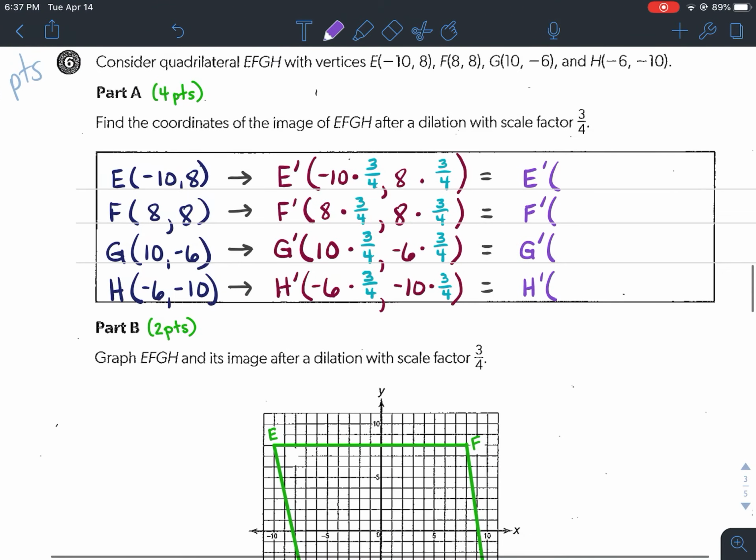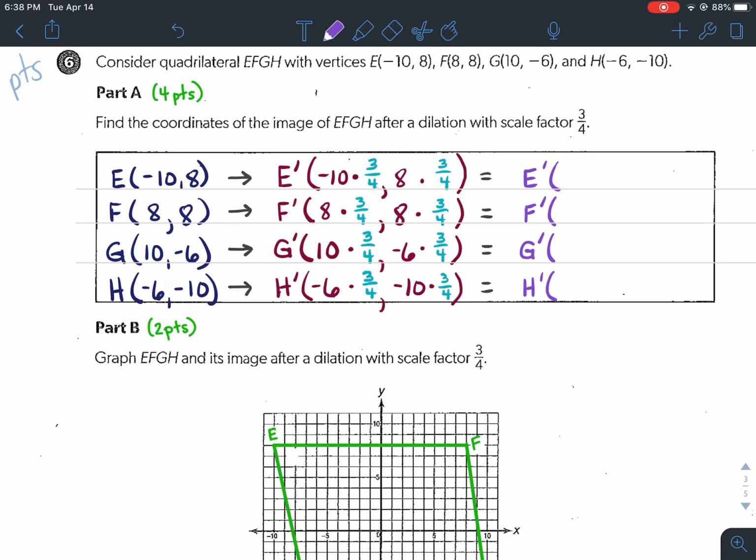Okay, so what I did in this middle section is I took the coordinates from the pre-image and multiplied them by the scale factor of 3/4. So for E prime, I took -10 times 3/4 and 8 times 3/4. For F prime, 8 times 3/4 and 8 times 3/4. And if you need to, you can use your calculator like we did on the previous problems.